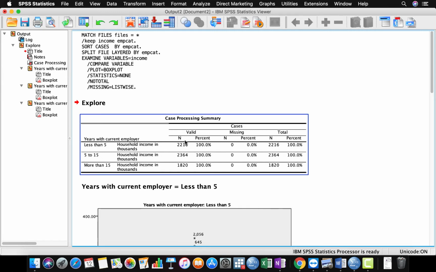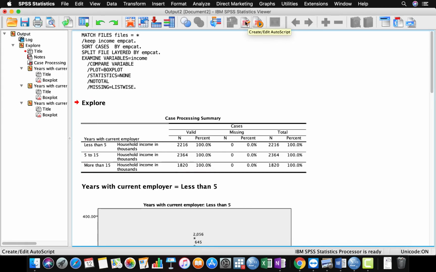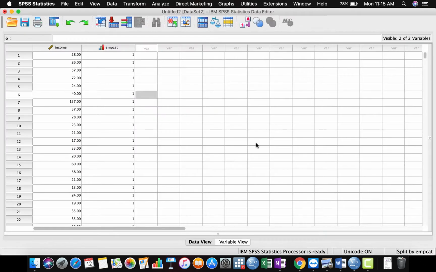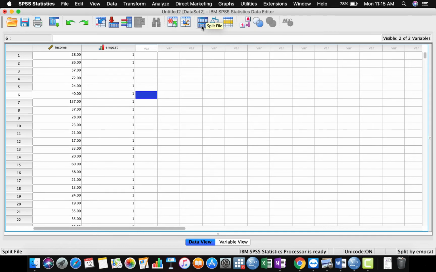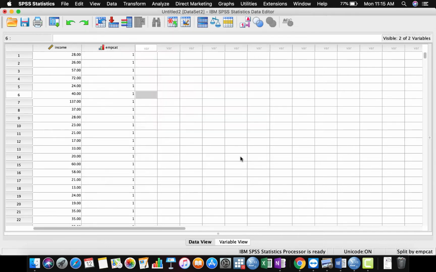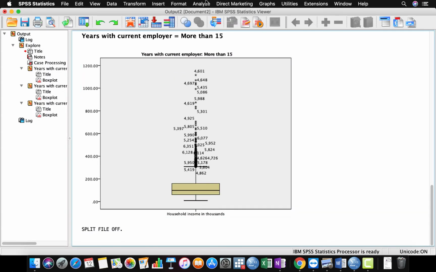If you look at the data, each group has more than 1000 cases: 1800 for group number 3, 2300 for group number 2, and 2200 for group number 1. Once you're done with that, we know that each group is normal. Then you're going to unsplit the file, analyze all cases, and do not create groups. Click OK.